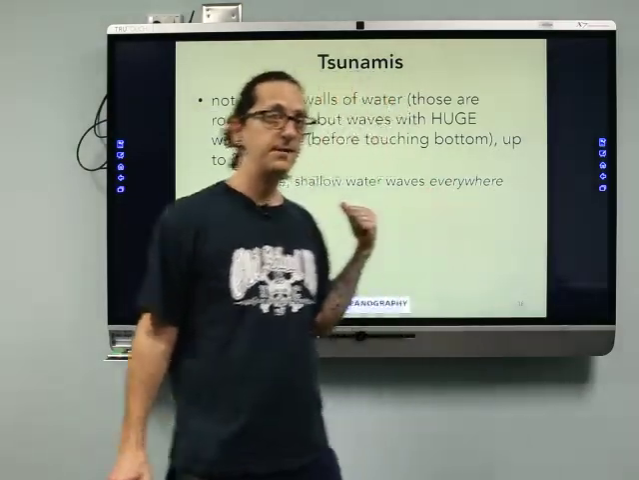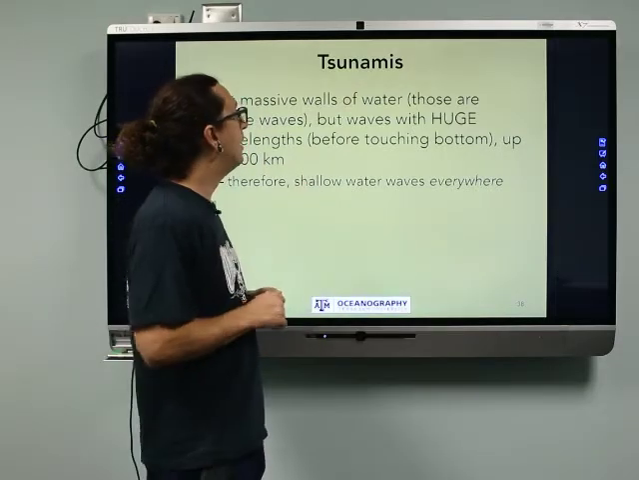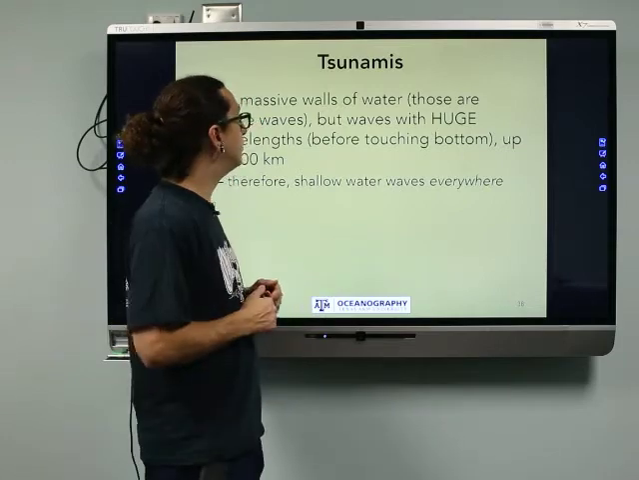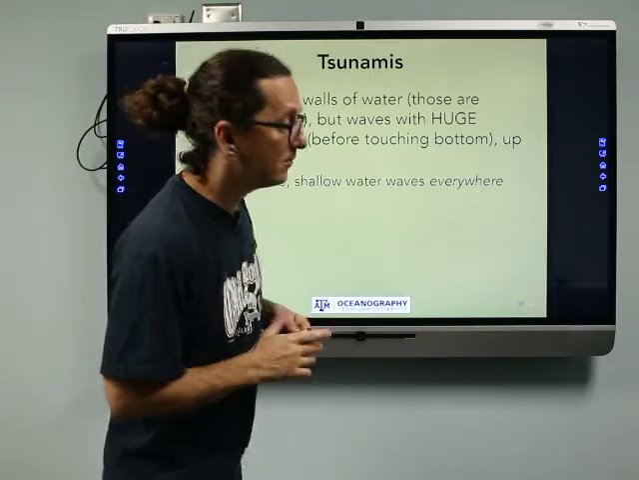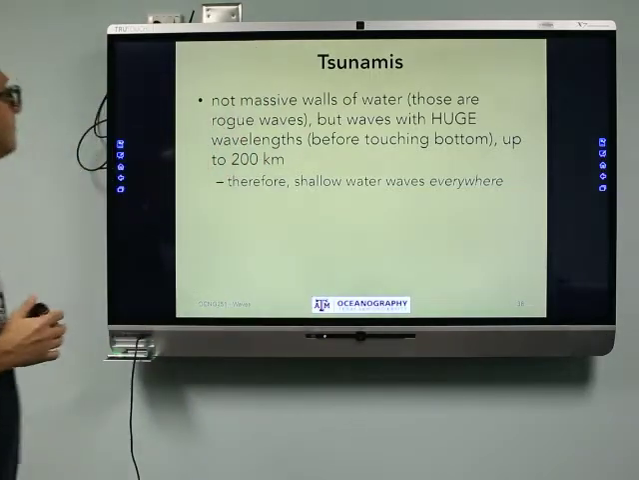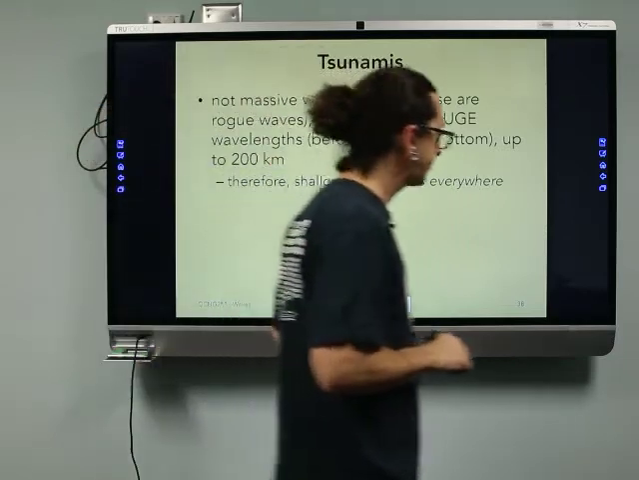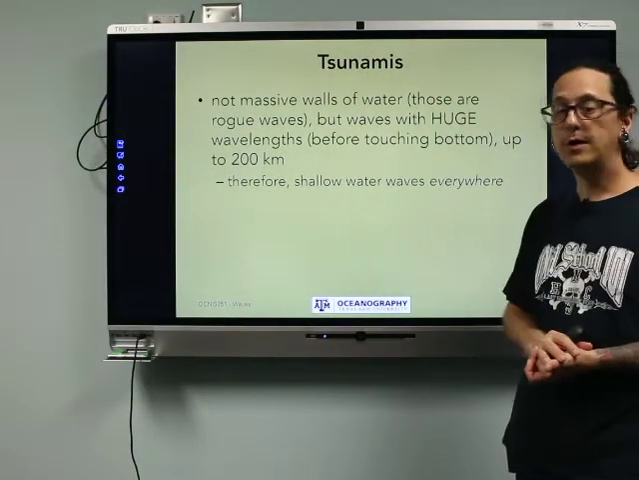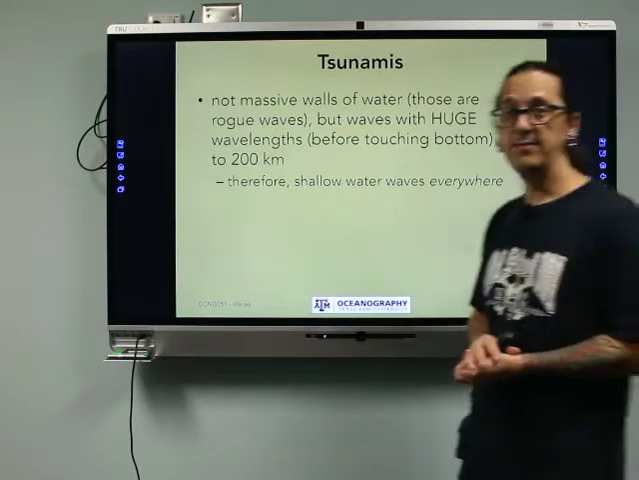This stuff is important. So the last thing we're going to talk about is tsunamis. Scientifically, they are interesting as well, but they're important societally because they're massive disasters. So tsunamis, what I would like you to take away from this: tsunamis are not massive walls of water, as they're sometimes described. Rogue waves are massive walls of water.